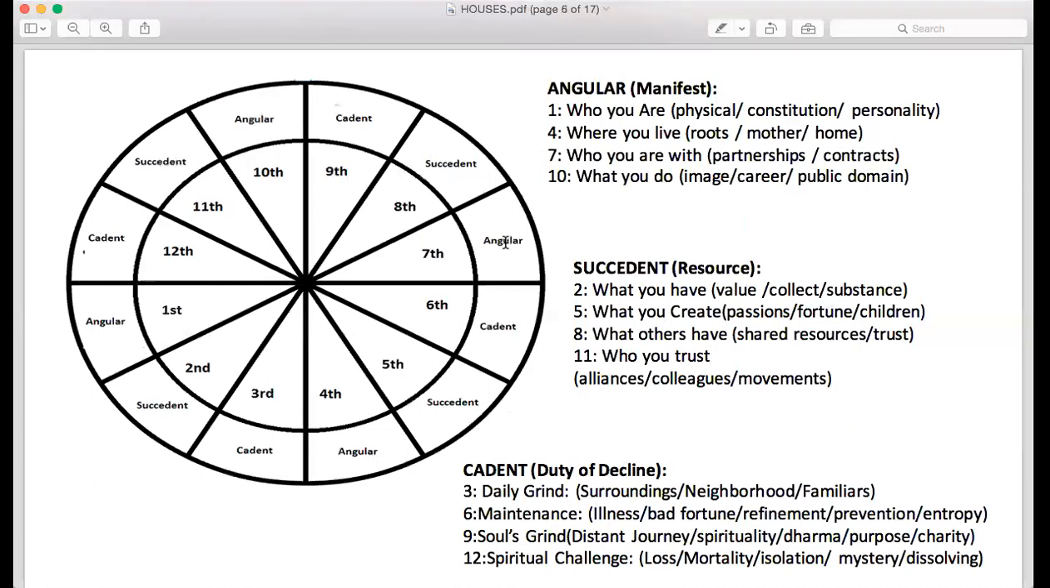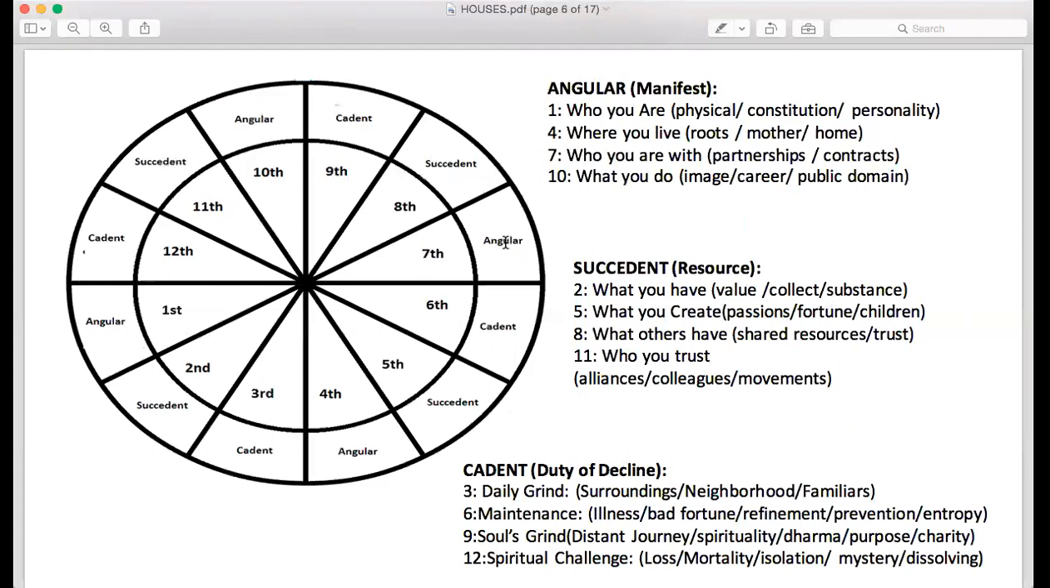Seventh is who you're with, partnerships and contracts. 10th is what you do. That's like anything you'll ask someone at a bar. It's very angular, very concrete, and we use these to define someone almost. Succeeding, this is resources.